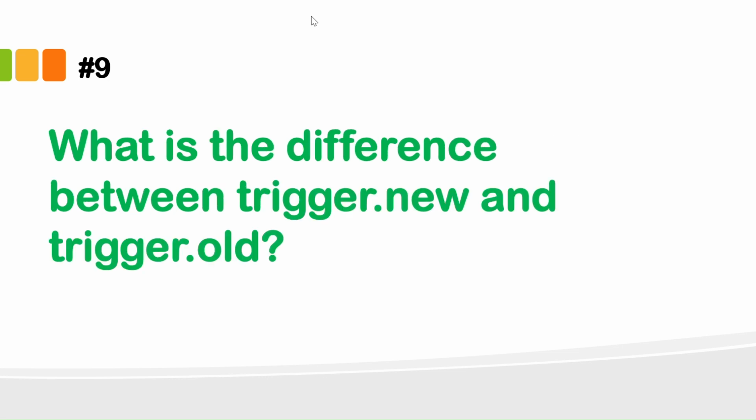So the next question is, what is the difference between trigger.new and trigger.old? The answer is, for example, we are updating an account record's phone number from 1, 2, 3 to 4, 5, 6 and updating the active picklist value from yes to no. Then trigger.old will return the list of records with old values, like phone number 1, 2, 3 and active value yes. And trigger.new will return the list of records with new values, like phone number 4, 5, 6 and active value no.